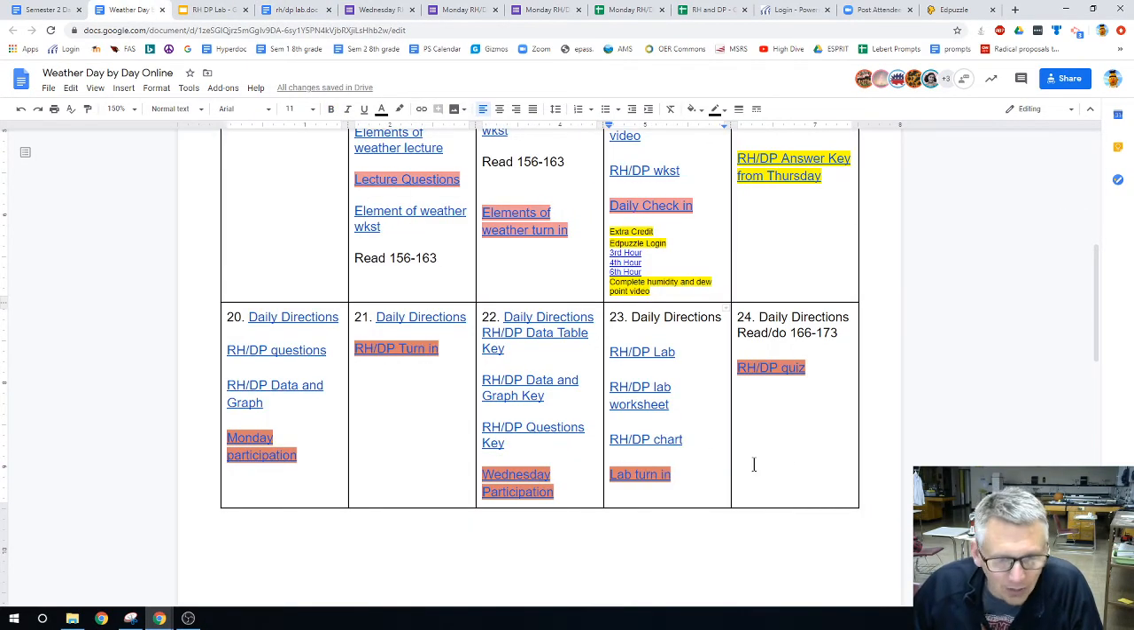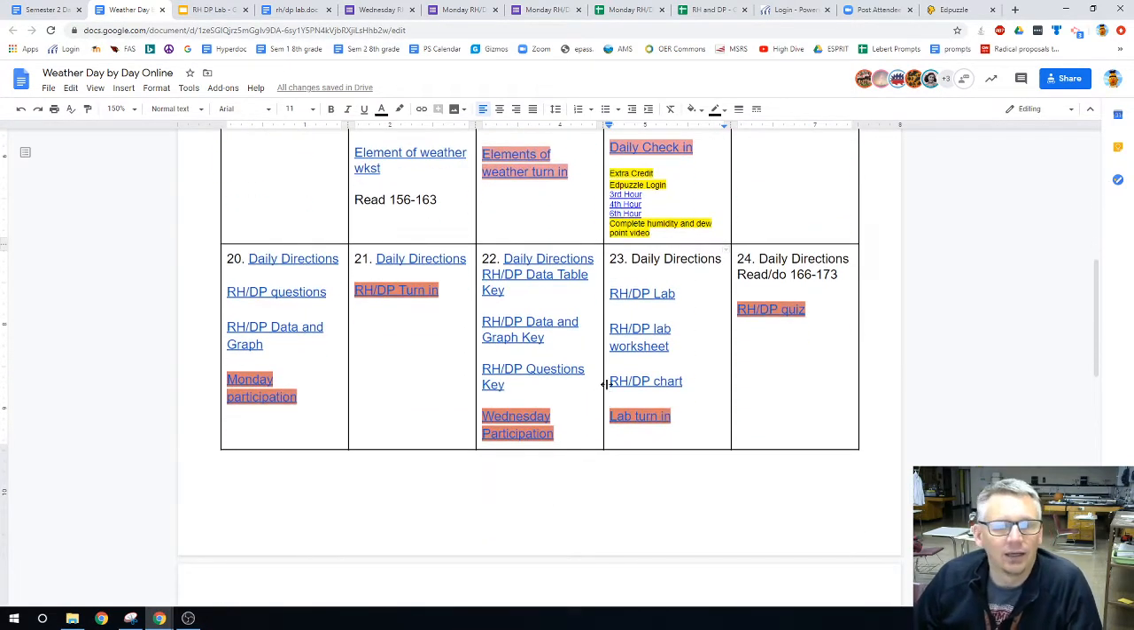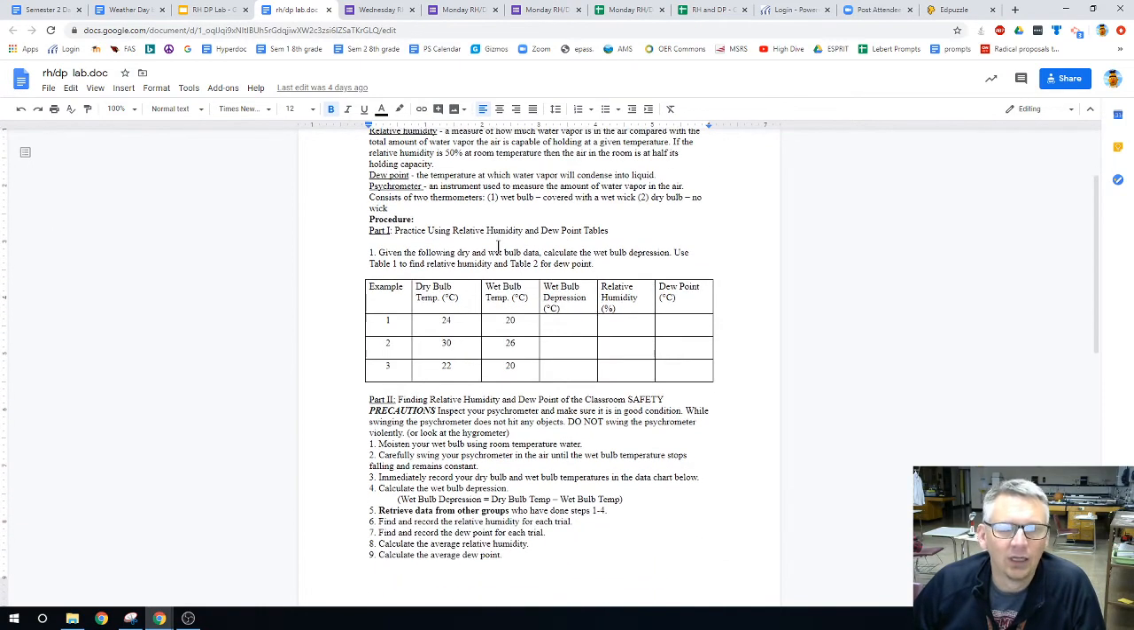And I have the relative humidity dew point chart. That is the same from up above. I just gave another link if you needed it. So if you take a look at the lab itself, what we're doing is we're going back and taking a look at the relative humidity and dew point. Quiz tomorrow on relative humidity and dew point, but it gives you some practice: dry bulb, wet bulb, depression. Once again, that is the key to helping you find it across the top of the chart. Then you find the relative humidity and the dew point.